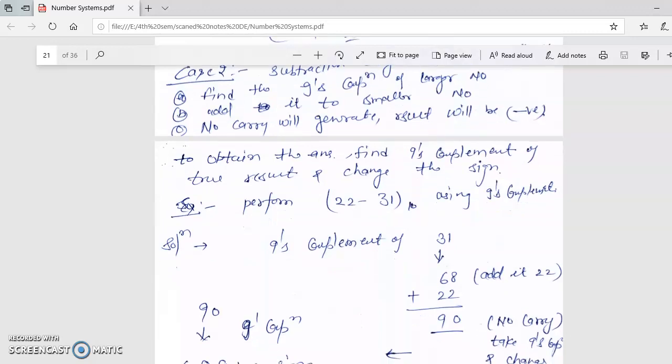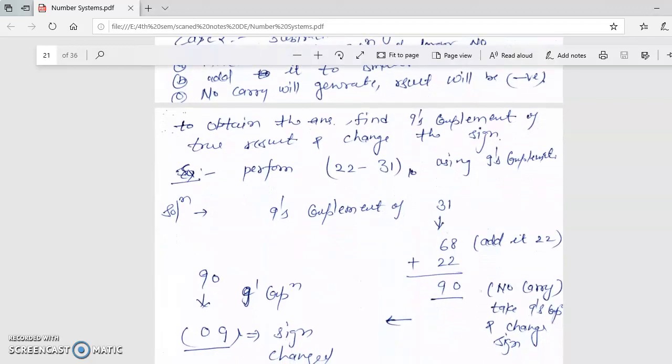Okay, example, we perform the example 22 minus 31. This is a decimal number using the 9's complement. See here students, 22 is smaller than 31, so this is the special case of subtraction using 9's complement. So first step, according to first step, we take the 9's complement of 31. So 9's complement of 31 is 9 minus 1 is 8, 9 minus 3 is 6, that is 68.